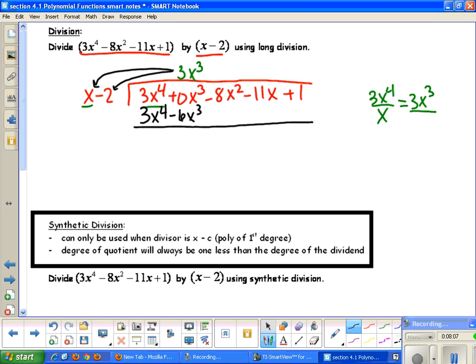And now the next thing we're going to do, after you multiply the terms, is subtract them. And this is key. When you are subtracting them, I always change all of my signs and circle them to remind myself that I changed them already. And 3x to the fourth minus 3x to the fourth cancels out. And then we're left with 0x cubed plus 6x cubed, which becomes 6x cubed. And then the next step is just to bring the rest of the terms down. So minus 8x squared minus 11x plus 1. And then we're going to do the process all over again. So I'm going to go ahead and erase these lines right here.